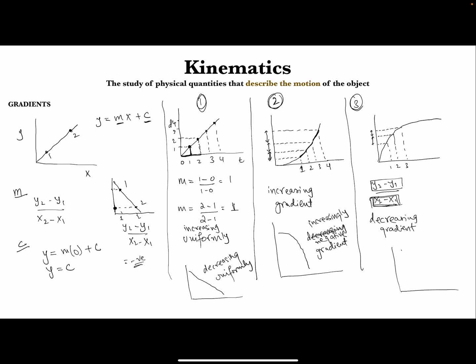And for the third case, it's going to be something like this. So this is basically a decreasing negative gradient, right? So this is very important when we talk about distance-time and displacement-time graphs. So let's move on.